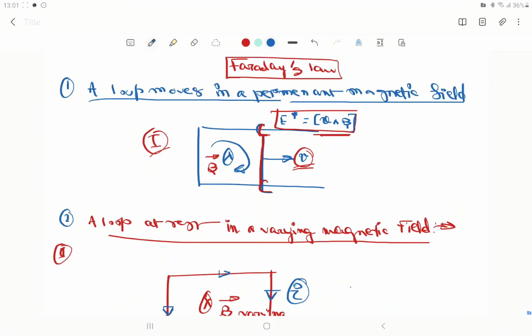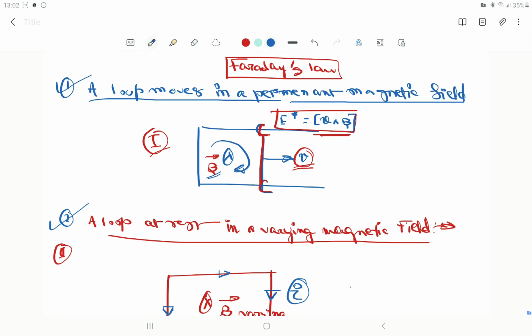Today I'm here to discuss something on the vortex field. In the class 12 standard, we always study this kind of setup on Faraday's law, and in the class we are taught about two setups. First is a loop moving in a permanent magnetic field, and the second is a loop at rest in a varying magnetic field. Now, in the first case, it's pretty much obvious that the electric field is being set up by this varying magnetic field.